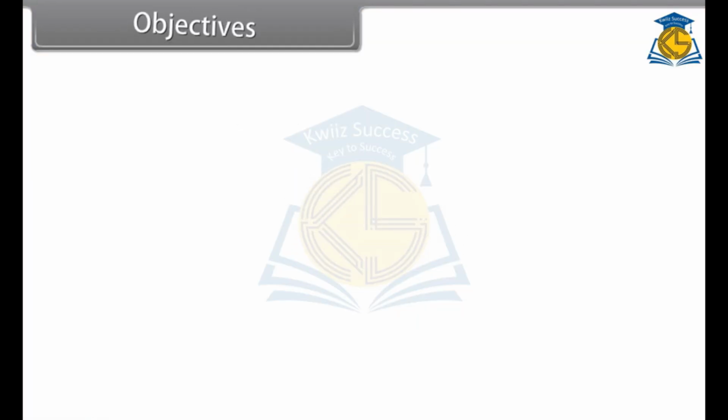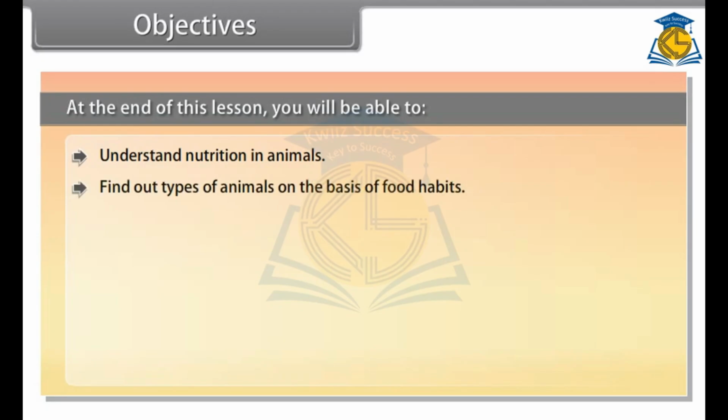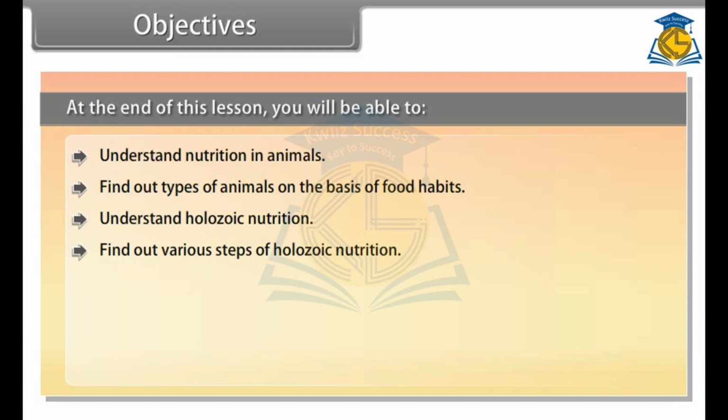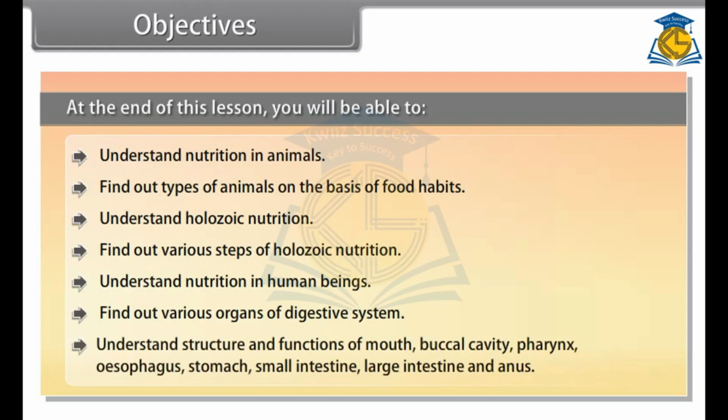Objectives. At the end of this lesson, you'll be able to understand nutrition in animals, find out types of animals on the basis of food habits, understand Holozoic nutrition, find out various steps of Holozoic nutrition, understand nutrition in human beings, find out various organs of digestive system, understand structure and functions of mouth, buccal cavity, pharynx, esophagus, stomach, small intestine, large intestine, and anus.